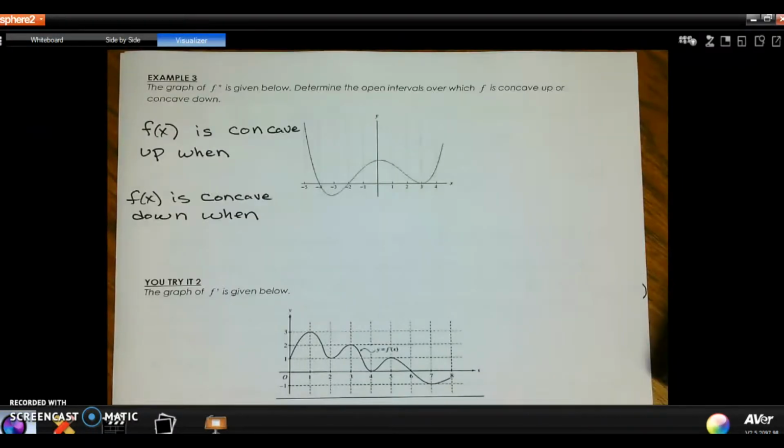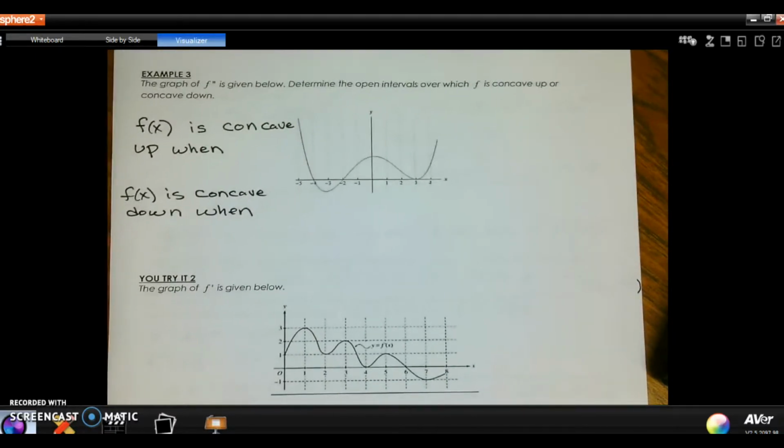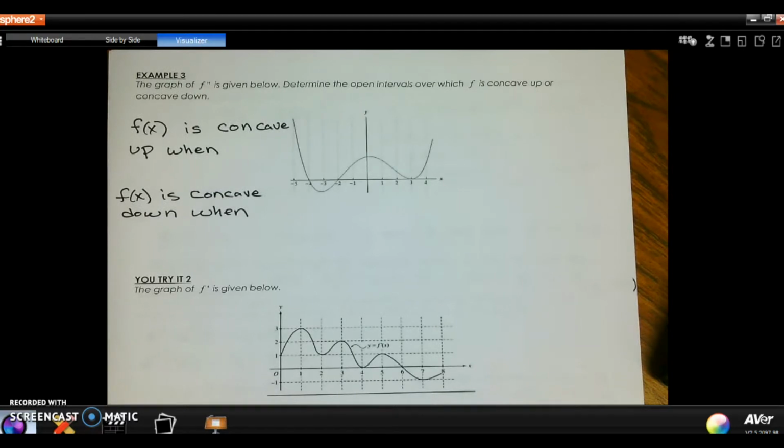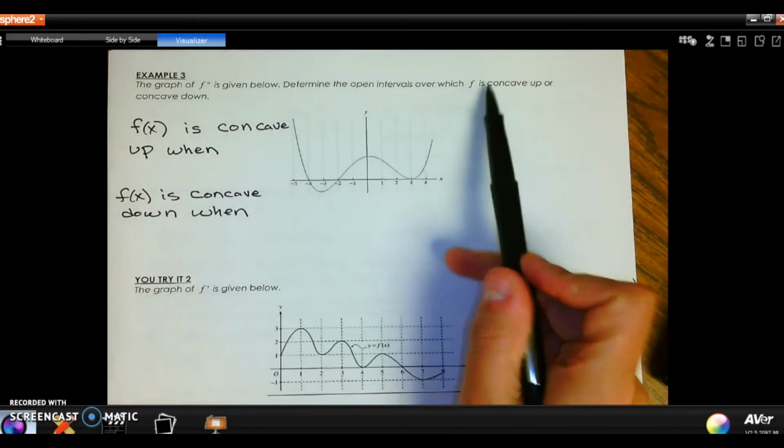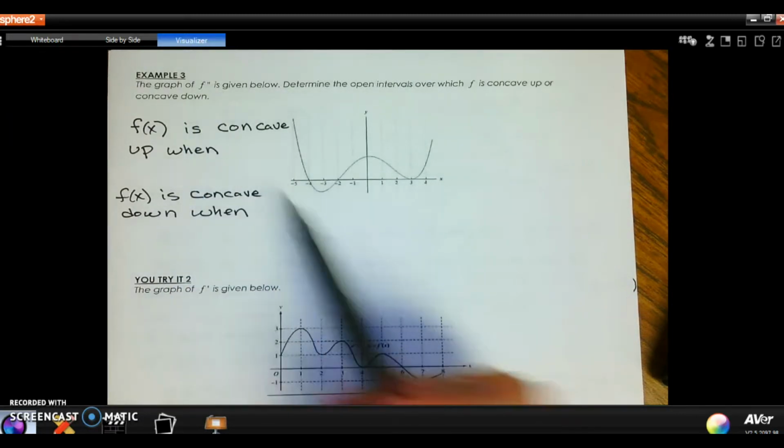And that's that. Okay, just a couple more examples from the Unit 3, Day 3 notes over the second derivative test. I wanted to talk about an example where they give you the graph. A lot of times on the exam they'll give you a graph and ask you to do some function analysis. What I really want you to be careful of is what you are looking at. In this problem, it says the graph of f double prime is given below. So you're looking at the graph of the second derivative. So determine the open intervals over which f is concave up or concave down. They're asking you to determine information about the original function given the graph of its derivative.